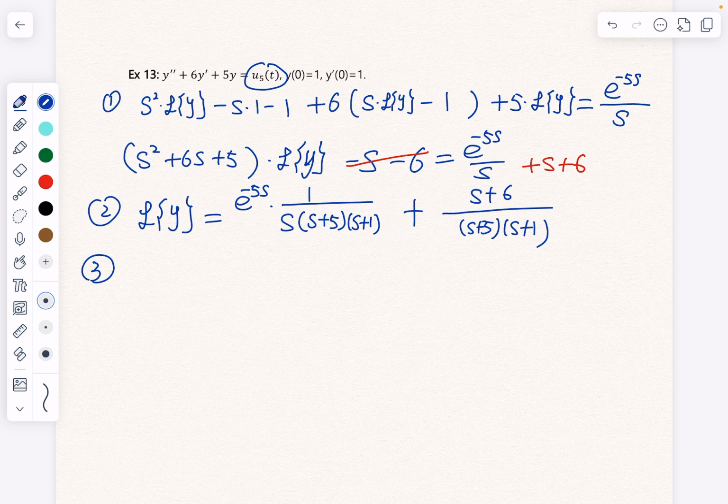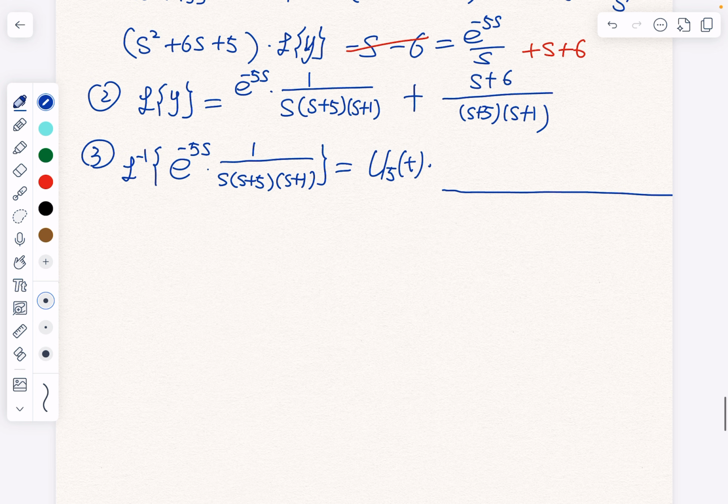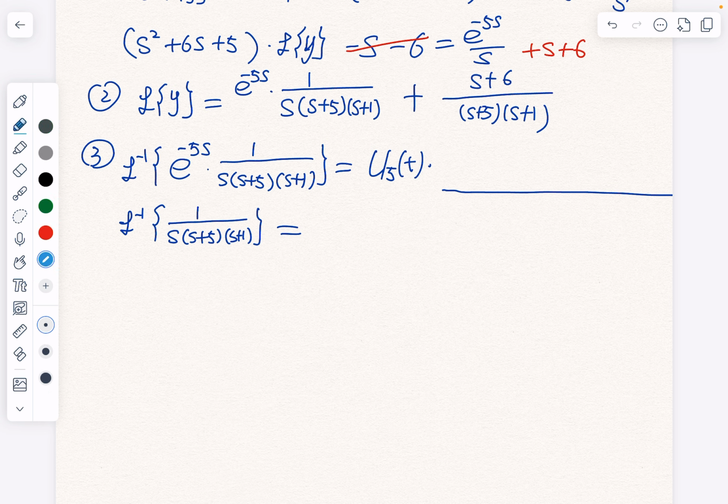So we try to do the inverse Laplace transform of e to the negative 5s, 1 over s, s plus 5, s plus 1. I know for a fact the answer must have u5 of t in it, and it must have the f of t shifted by the size of 5. So basically I need to know the inverse Laplace transform of 1 over s, s plus 5, s plus 1, so as to get the final answer. In order to do that, I put my calculation on the side.